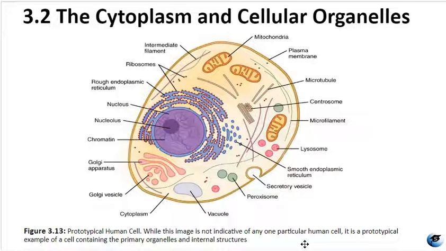Figure 3.13 shows an animal cell with all of its organelles. So this would be a eukaryotic cell. We know that because it has membrane-bound organelles. We have vacuoles, the cytoplasm, the Golgi apparatus. Then we have the nucleus, the nucleolus, chromatin, rough ER with the ribosomes, smooth ER on the outside of that, which doesn't have ribosomes, lysosomes, peroxisomes, mitochondria, and of course the plasma membrane.